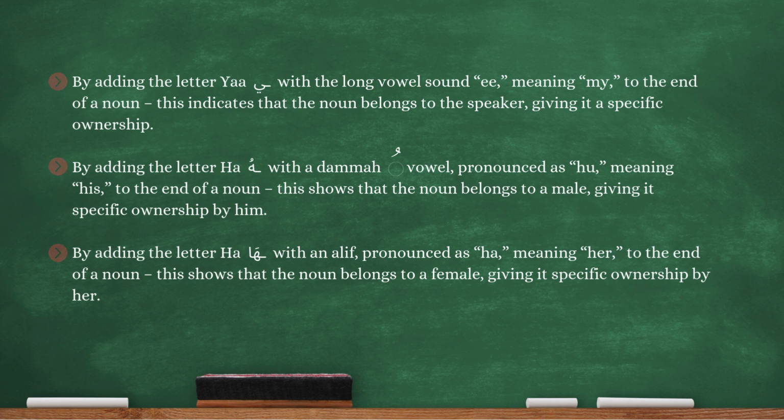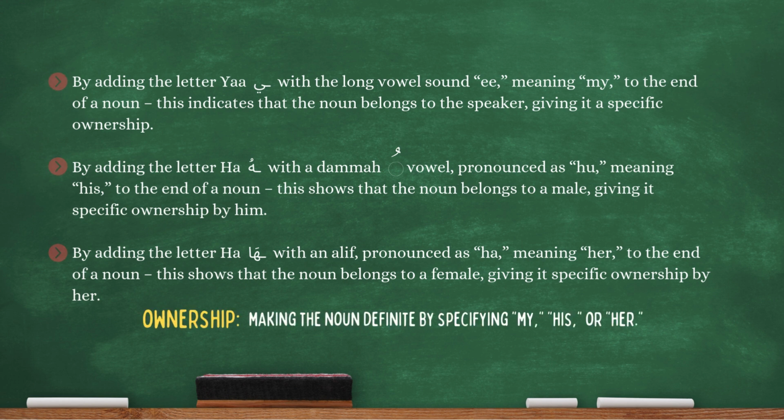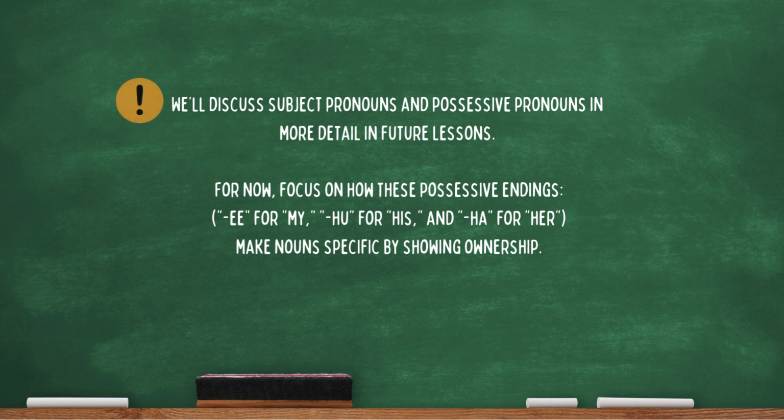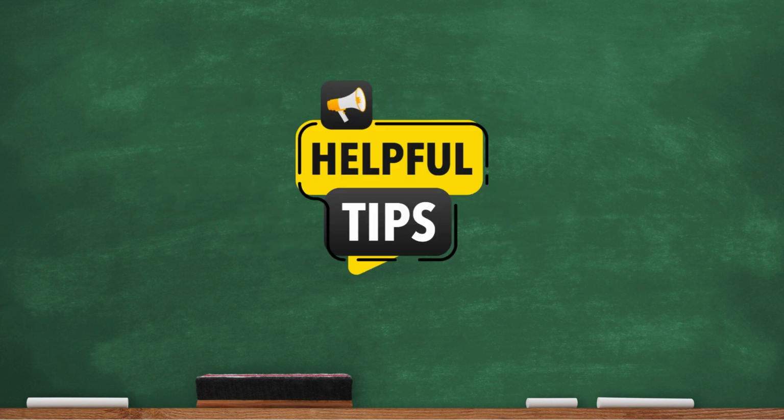Each of these endings clarifies ownership, making the noun definite by specifying my, his, or her. Please note, we will discuss subject pronouns and possessive pronouns in more detail in future lessons. For now, focus on how these possessive endings, e for my, hu for his, and ha for her, make nouns specific by showing ownership. Additional tip for isolated nouns.